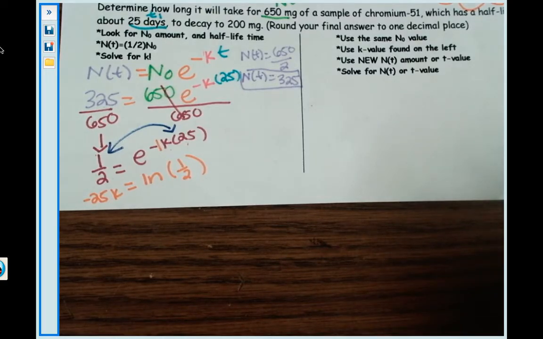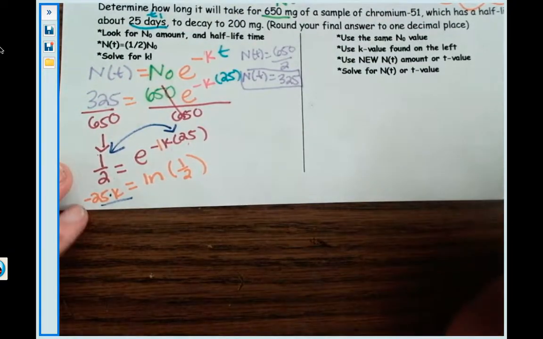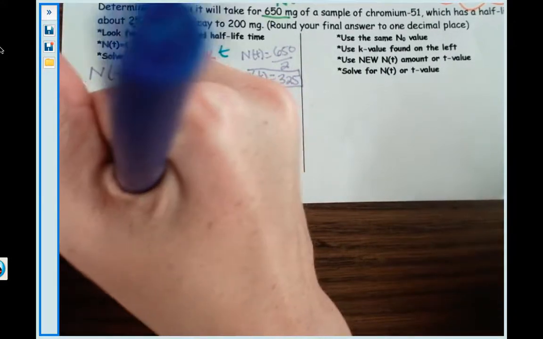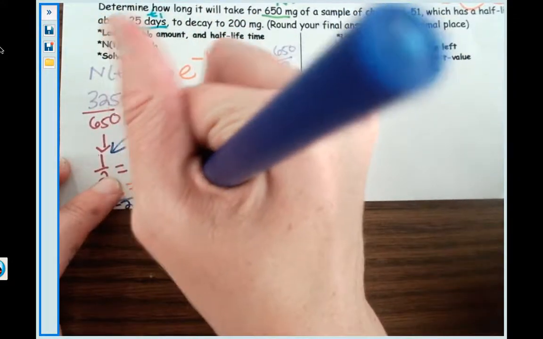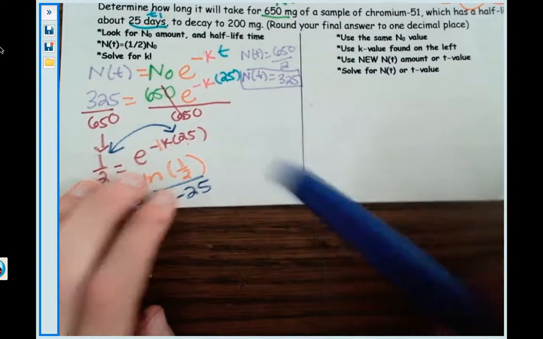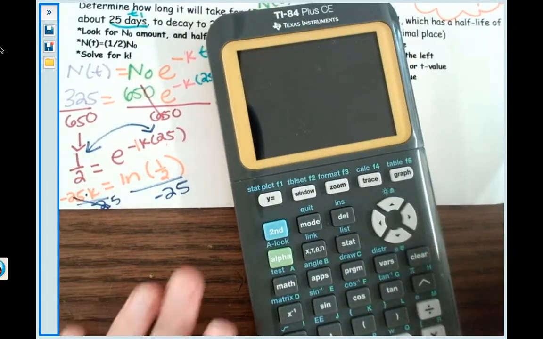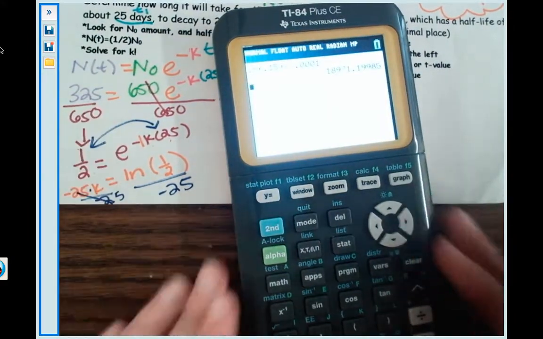Okay, and then from here, we need to solve for K, which currently that negative 25 is getting in the way. The way we move that over is by dividing, since it's secretly multiplying. So I'm going to divide both sides by a negative 25, which the negative 25s will cancel out. So K is all that over there. So we need to type that in our calculator to get our answer.